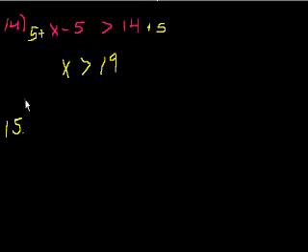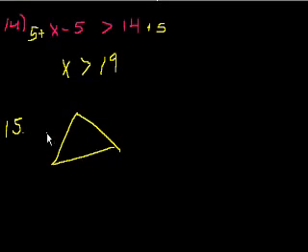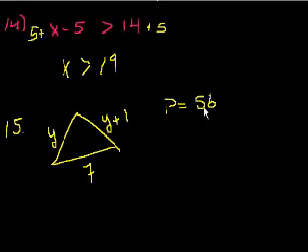Problem 15. The lengths of the sides of a triangle are... So there we have a triangle. And they tell us the lengths of the sides are y plus 1, y, and 7 centimeters. They also tell us the perimeter is 56 centimeters. The perimeter is equal to 56 centimeters. What is the value of y?